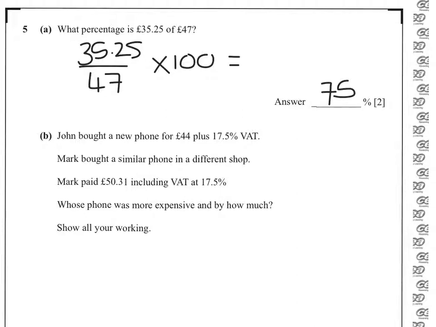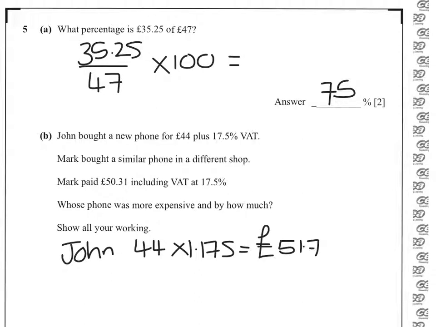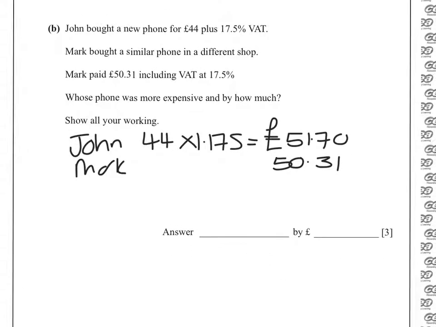John bought a new phone for £44 plus 17.5% VAT. Whose phone was the more expensive? So if we work out with John's, he paid £44 and 17.5%, so that's 44 times 1.175, which means that John paid £51.70. Mark paid £50.31. And what this means is that John's was more expensive.